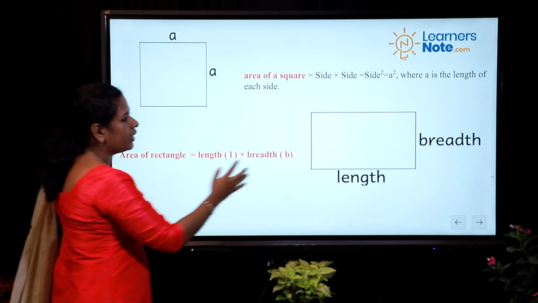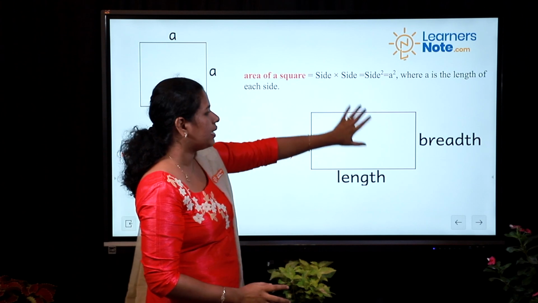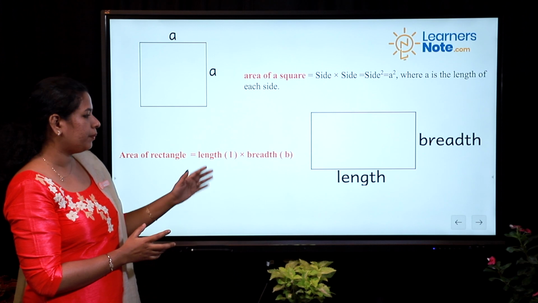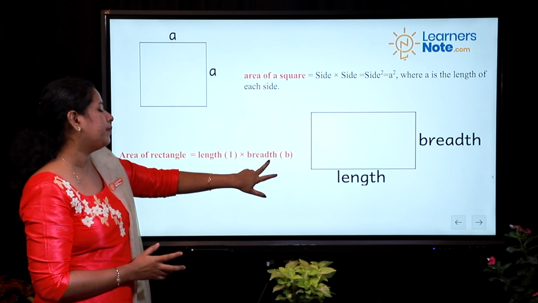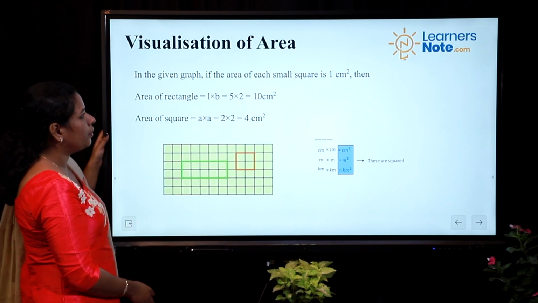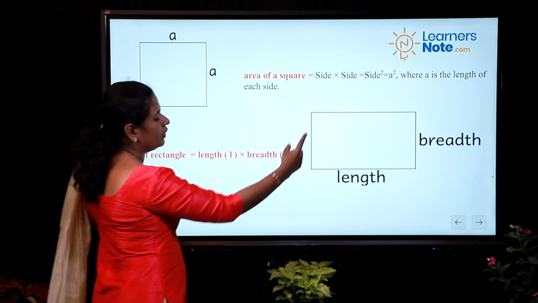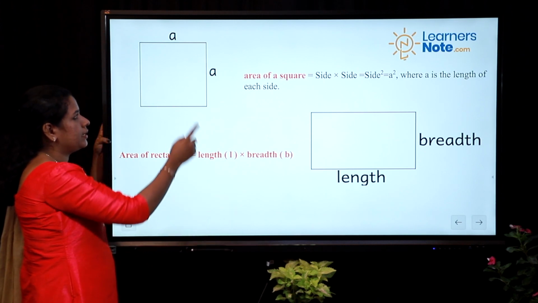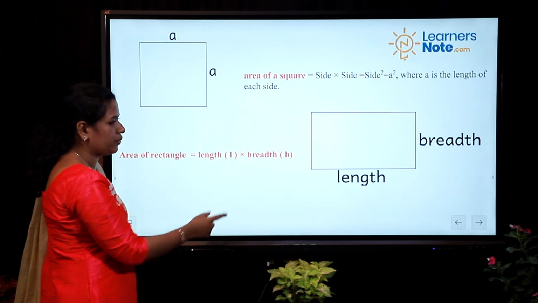Then in the case of a rectangle, we can see opposite sides are equal. So this side and this side will be equal. We can calculate the area by using this formula, multiplying length and breadth. Breadth is the other term used for width. So for finding the area of a rectangle, we can use this formula length into breadth. That is one of the important formulas in mathematics. Then for calculating the area of a square, you can use the formula a squared.